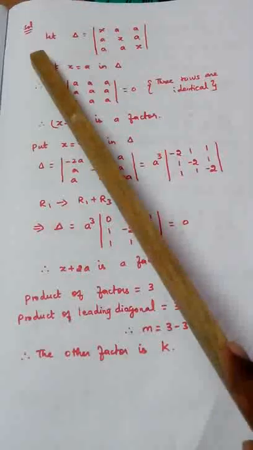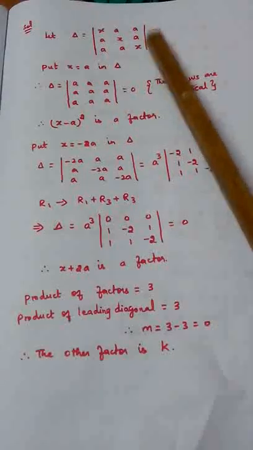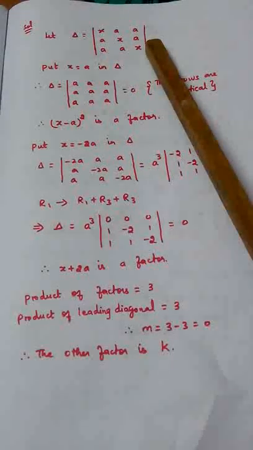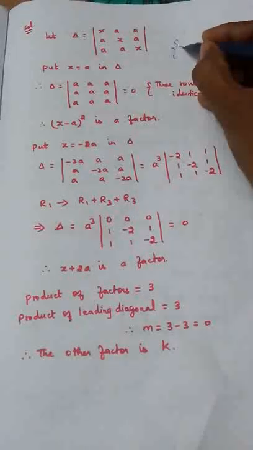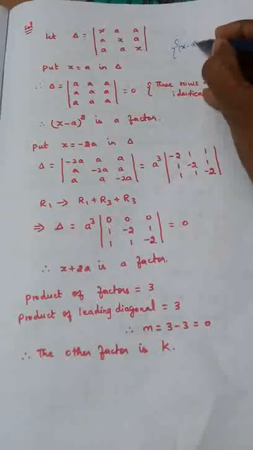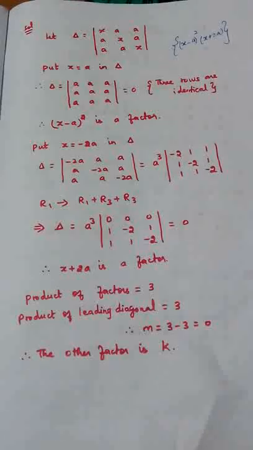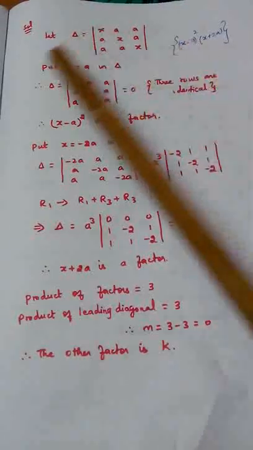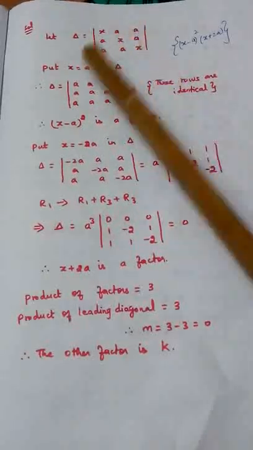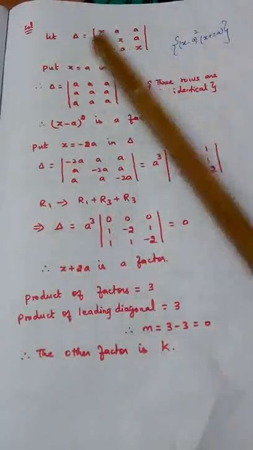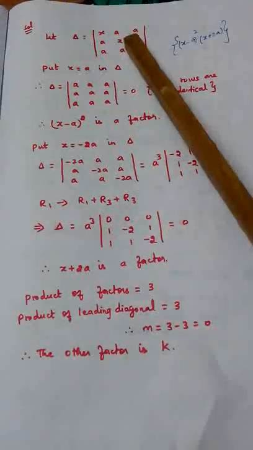Now see, as I said, we are just taking the LHS as delta. Delta is nothing but this determinant. By seeing the answer, what I actually need to prove, let me write the answer here: x minus a whole square into x plus 2a. This is the answer that I needed to prove. So by keeping this in mind, the first step I am writing is: put x equal to a in delta. So delta equals, wherever x, put a there. In place of x, put a.